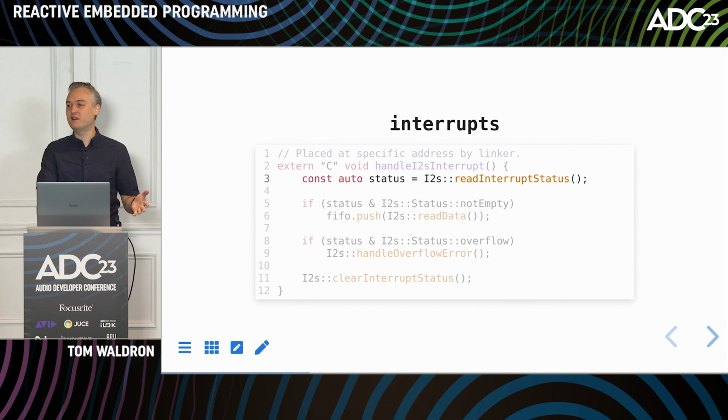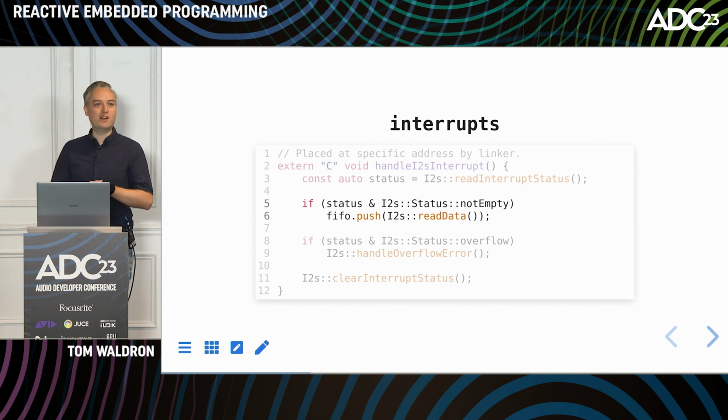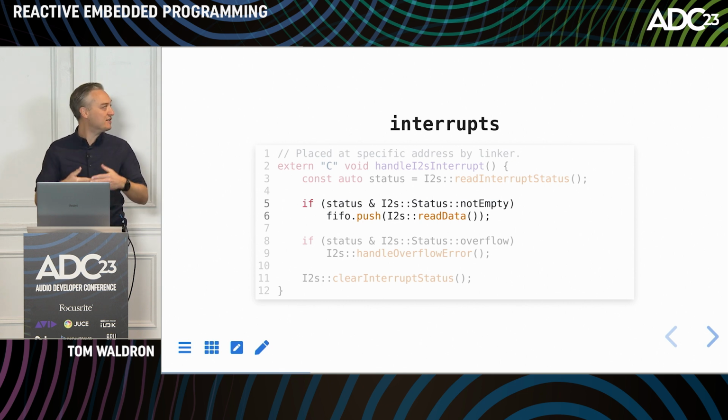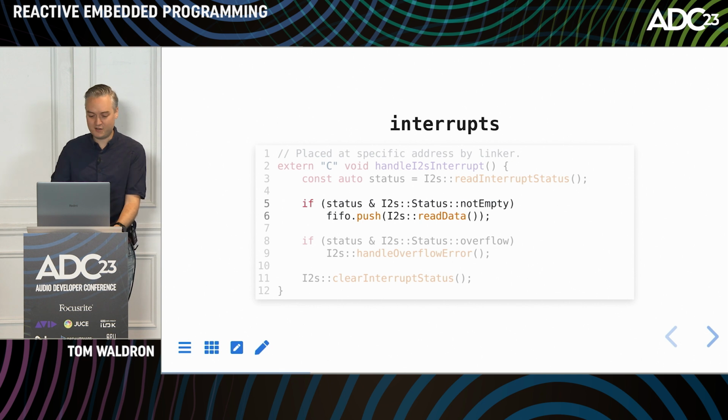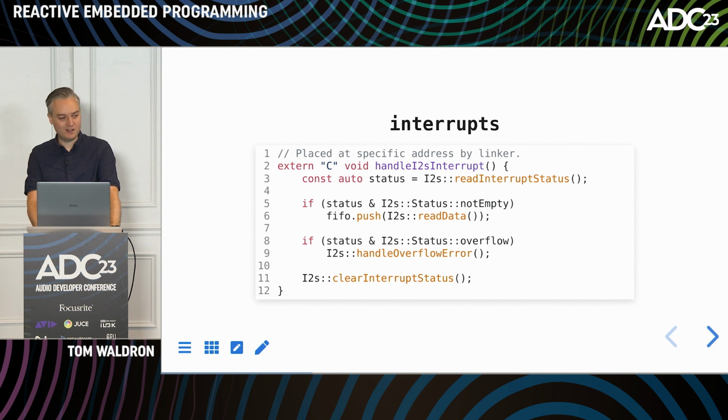So we execute this. We'll check our status flags. We'll grab that from the hardware. If we happen to be responding to our buffer-not-empty flag, so we've got our data coming in, we might just push that onto a FIFO or something like this, something real quick. And we'll also need to respond to our error events and maybe clear our status flags. We might not need to clear the status flags. That is very much implementation defined. They might just get cleared when we read them.